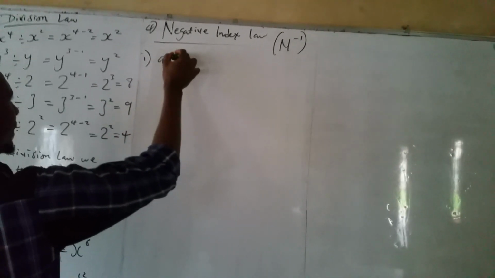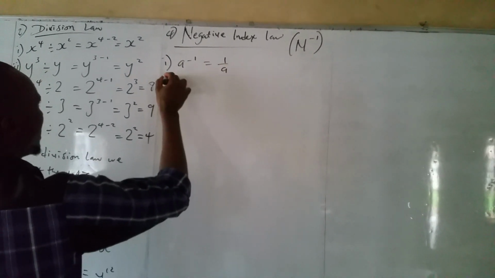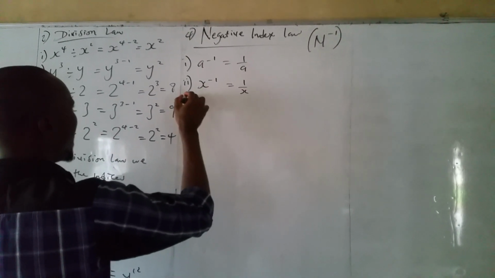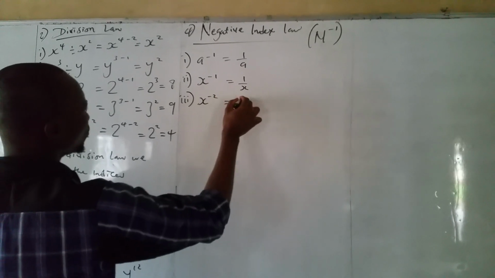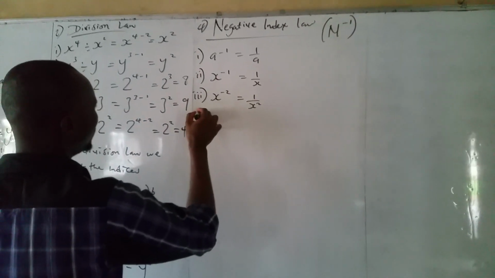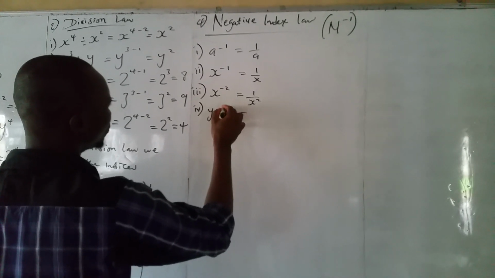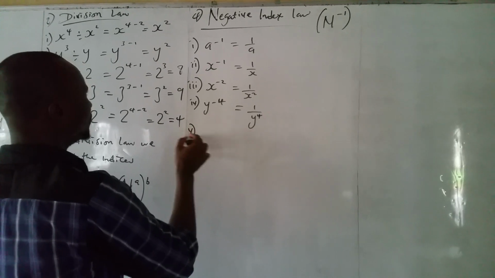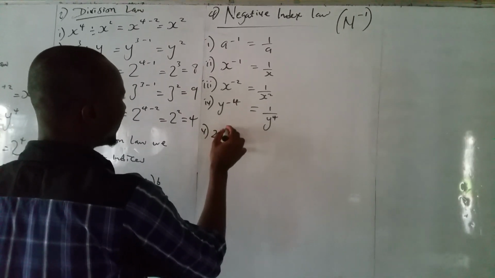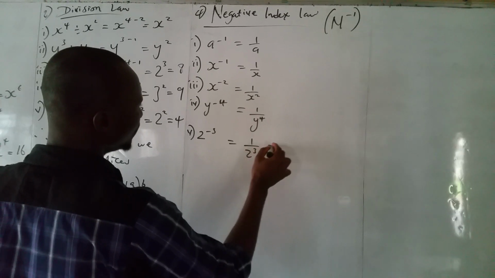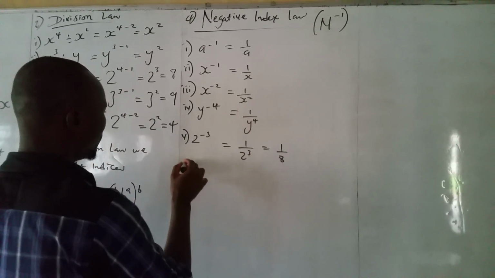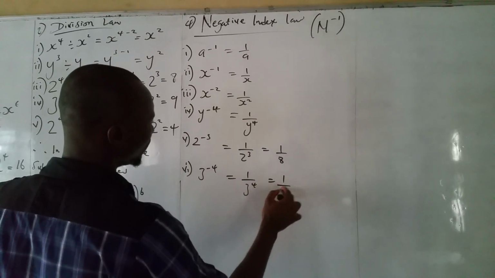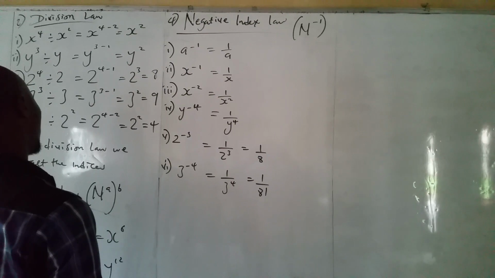A raised to power minus 1 is equal to 1 over A. X raised to power minus 1 is equal to 1 over X. X raised to power minus 2 is equal to 1 over X squared. Y raised to power minus 4 is equal to 1 over Y to the 4. Now, when you have 2 raised to power minus 3 is equal to 1 over 2 cubed, which is equal to 1 over 8. When you have 3 raised to power minus 4, this is equal to 1 over 3 raised to power 4 equals to 1 over what? 81. Are you there?